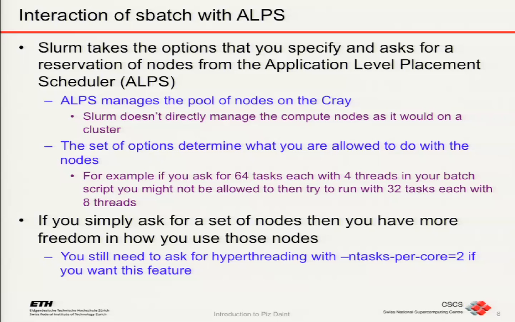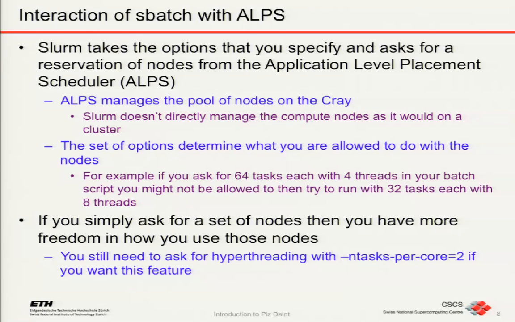If you ask just for a set of nodes, you have more freedom about, oh, I'll use so many processes and so many tasks, as long as the multiplier doesn't exceed the number of cores that you actually got on your nodes. And, of course, that you don't ask for something like 40 threads on a node when you've only got space for 16.